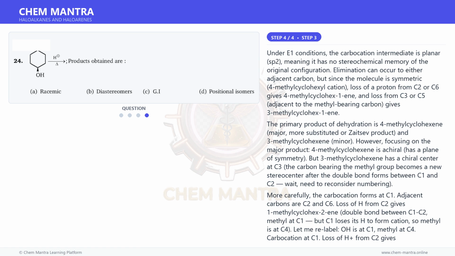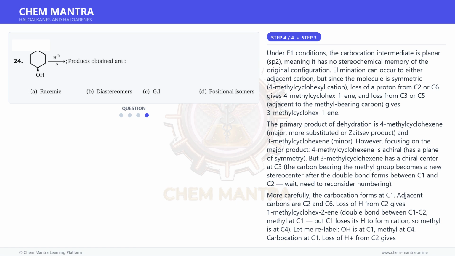Why other options fail? B. Diastereomers. Diastereomers would require two different stereocenters giving non-mirror image stereoisomers. This is not the primary outcome here. C. Geometrical isomers. While some elimination products could show E/Z isomerism, the dominant description of the product mixture from loss of stereochemical information via carbocation is racemic.